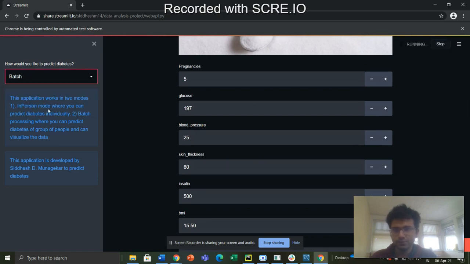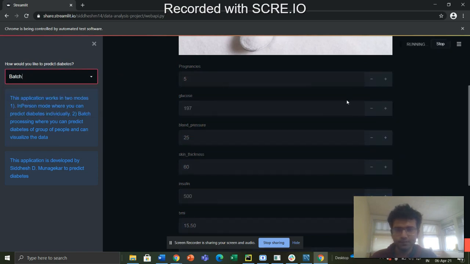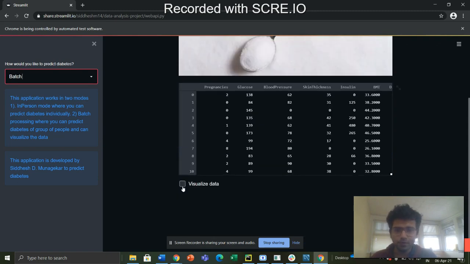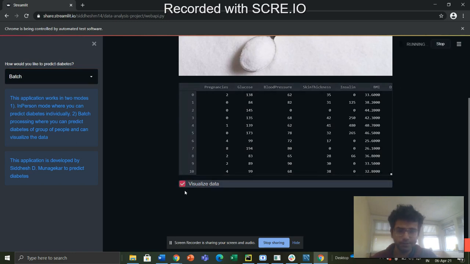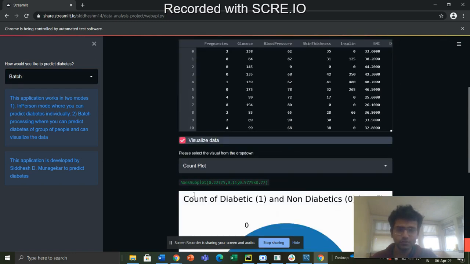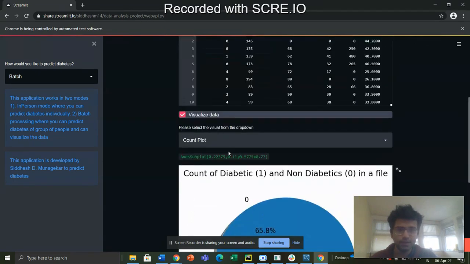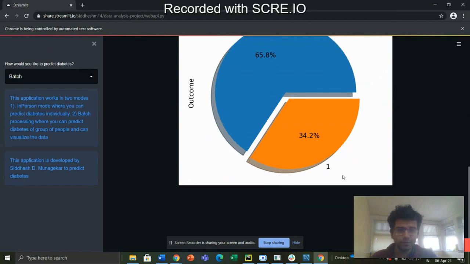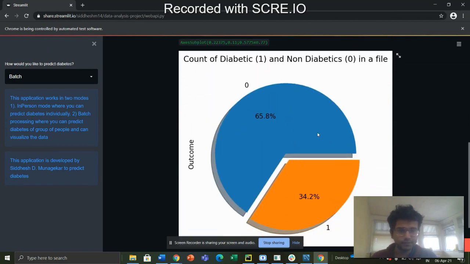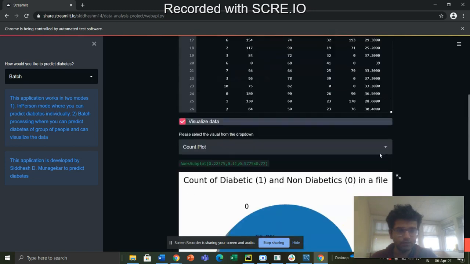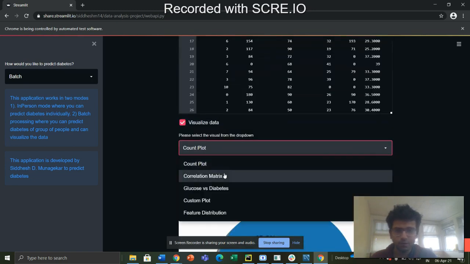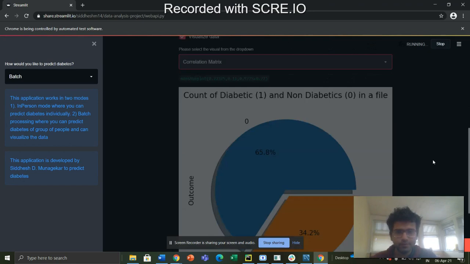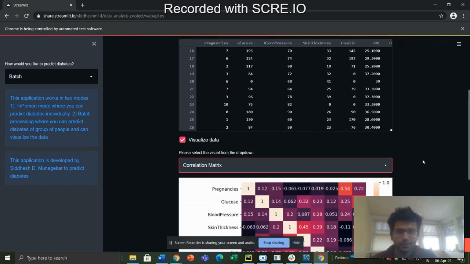Then comes batch processing. If a healthcare organization wants to understand the pattern going on in patients' diabetes, they can do so. The dataset is on diabetes. It's an imbalanced dataset with 34.2% diabetic people and 65.8% non-diabetic people. This is a count plot, and we can see different visuals on diabetes.